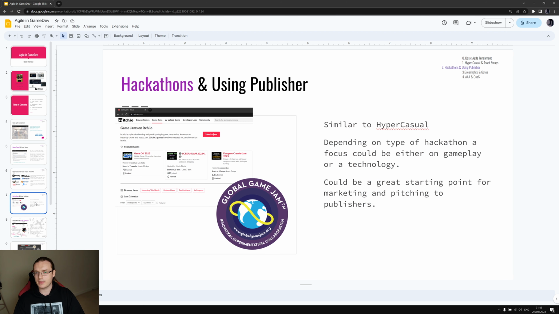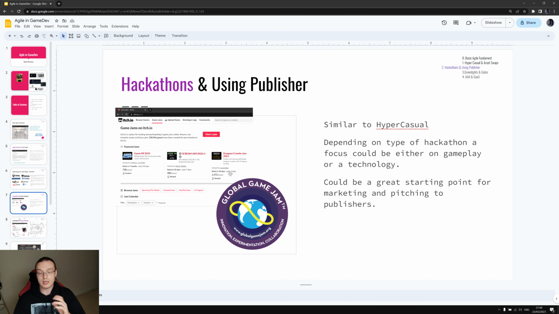The next one: hackathons and using publishers. So there are lots of different hackathons. Some of them are public, like the Global Game Jam, or hackathons and jams that are on itch.io. Some of them are inside of companies. Some companies are doing it as entertainment and a thing that they can just do in the free hours or during the working hours.